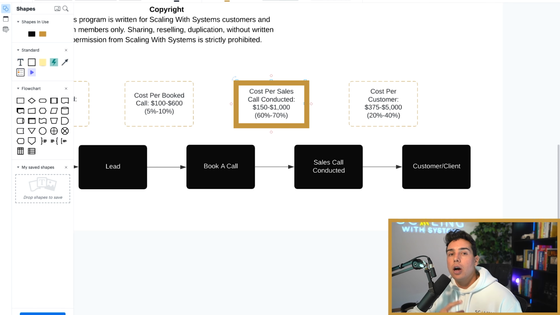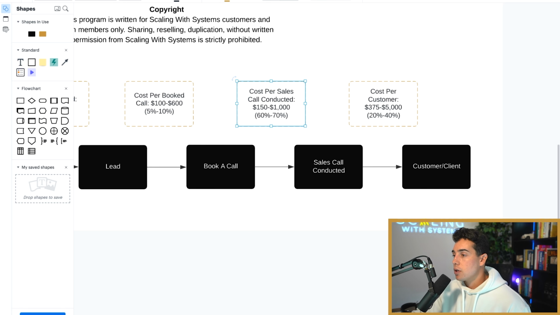So then we have to work on, what does our show up sequence look like? Are we calling and qualifying? Are we nurturing them? Are we giving them information on the thank you page in order to show up to the call to speak with us?